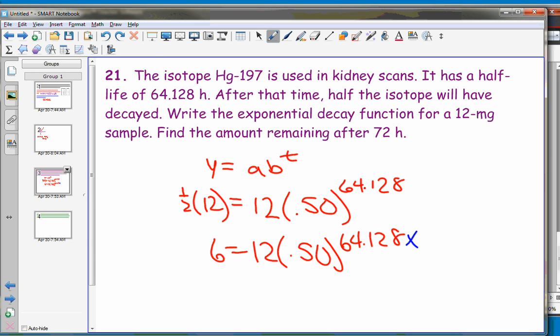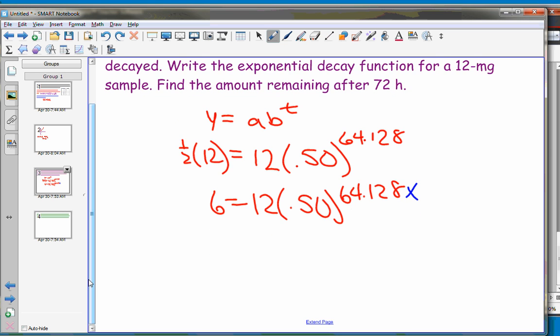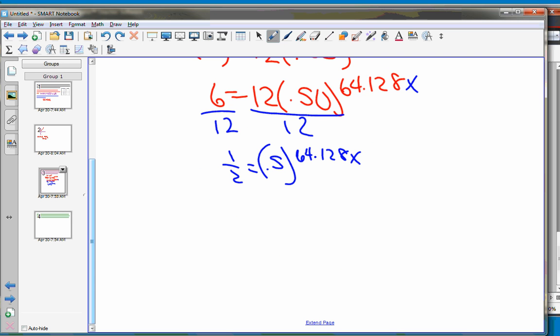Okay, well, if I solve this thing, what do I do with the 6 and the 12? What do you think I should do at this point? If I'm solving this thing for x, if I divide both sides by 12, I'm going to get 1/2 is equal to 0.5 raised to 64.128x. Now, do those look like they're more equal now?